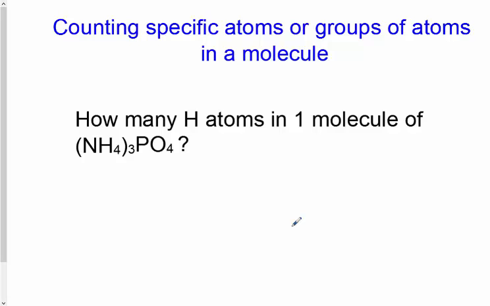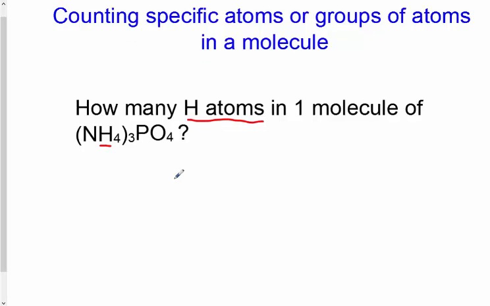So (NH4)3PO4. Since we're only interested in hydrogen atoms, we're just looking for H's in this formula. I've only got one place where I see the H, and that's in the ammonium polyatomic ion here. So H is right here. And let's look at what's going on in this formula. We've got a subscript 4 after the H. So that subscript 4 tells me that there are 4 hydrogens in one NH4 ion, or one ammonium ion.